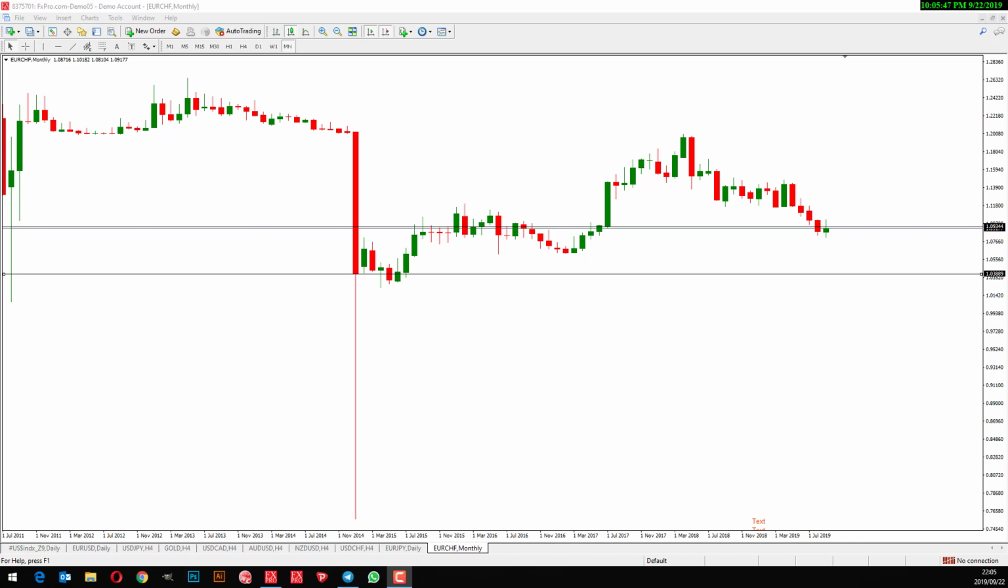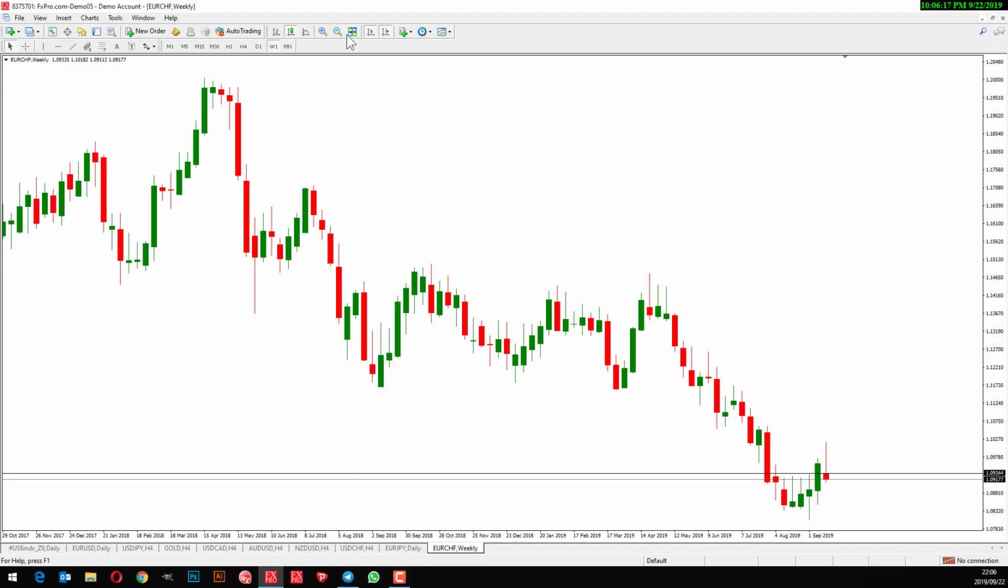So now that we have defined that EURCHF is in a downtrend, but it has hit that demand that I highlighted, the demand from this should be July 2017. So that's where price is currently hovering. It's hovering at a strong demand zone. So now I'm going to go to a weekly time frame.